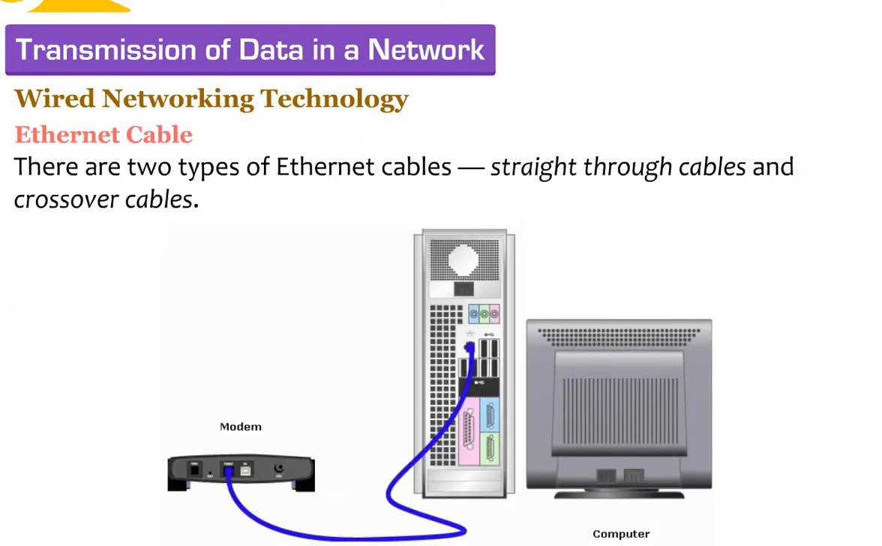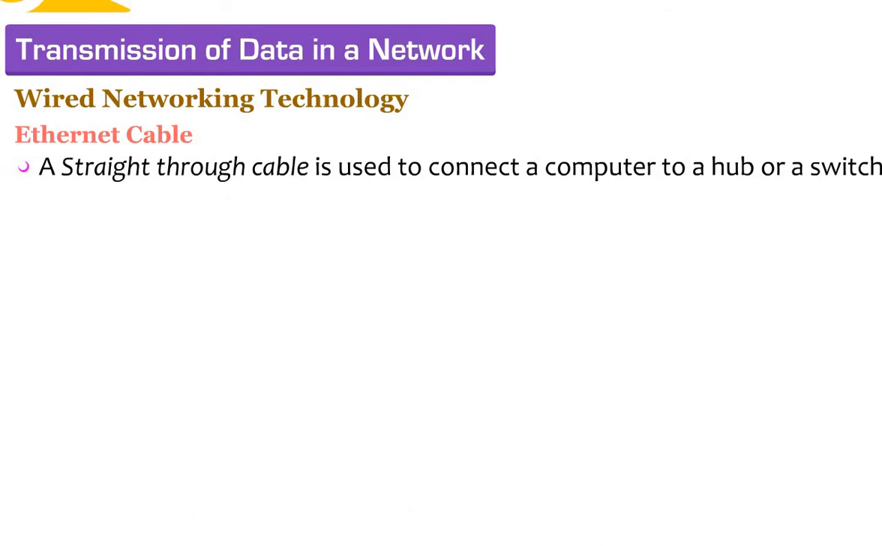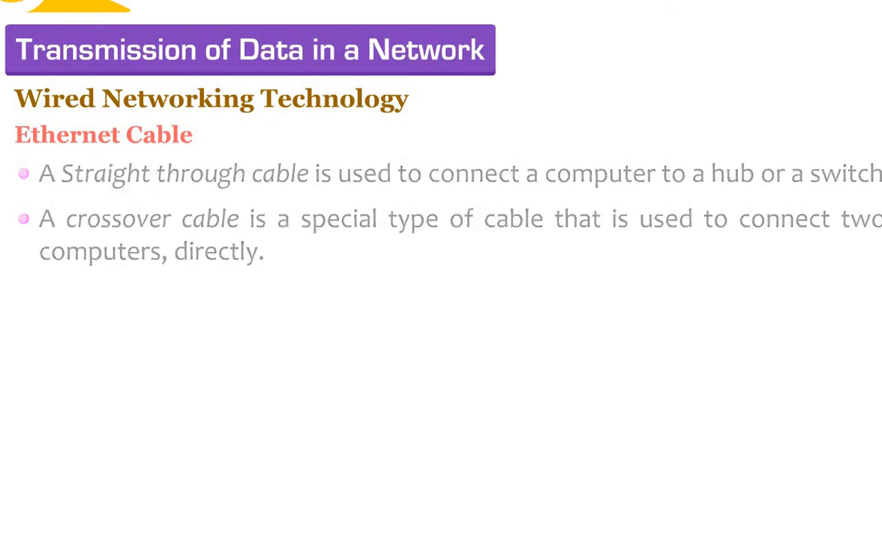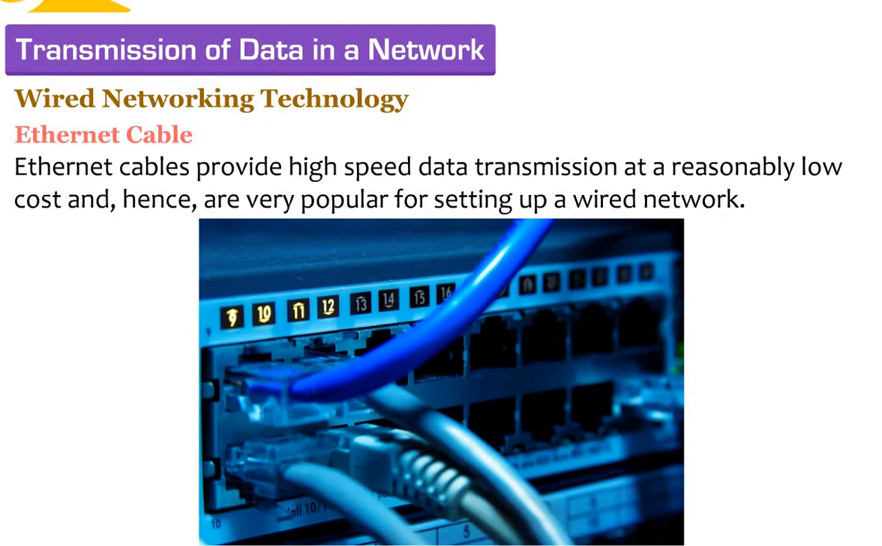There are 2 types of Ethernet cables, straight-through cables and crossover cables. A straight-through cable is used to connect a computer to a hub or a switch. A crossover cable is a special type of cable that is used to connect 2 computers directly. Ethernet cables provide high-speed data transmission at a reasonably low cost and hence are very popular for setting up a wired network.